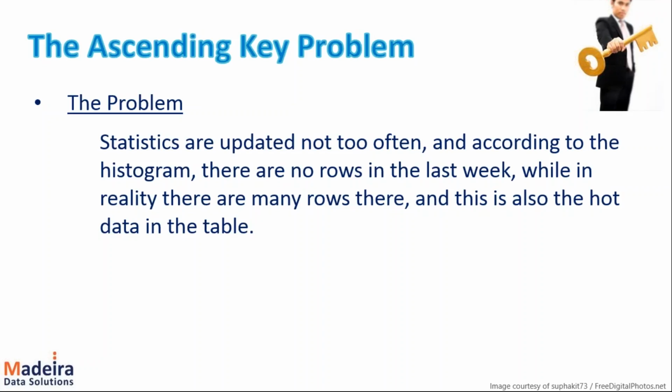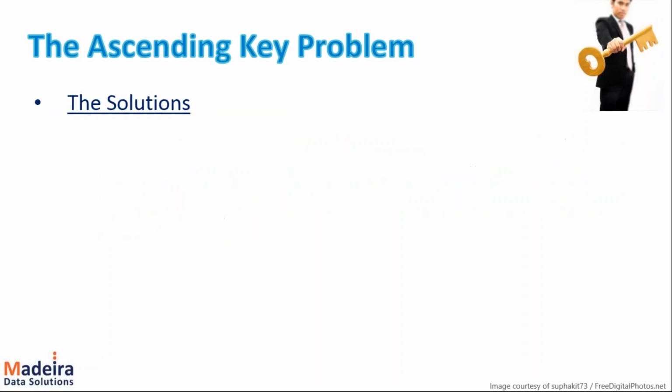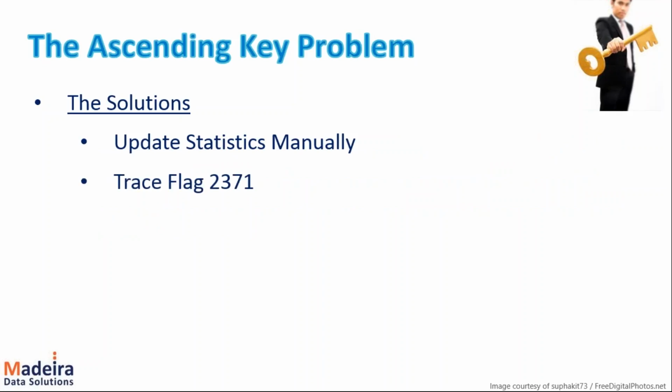I see it in many, many systems, many databases, and there are all kinds of ways to solve it. Some solutions: you can update statistics manually, of course. Don't trust the automatic update behavior of SQL Server. You can have a job or even do it manually once in a while. And you can use, I talked about it before, trace flag 2371.